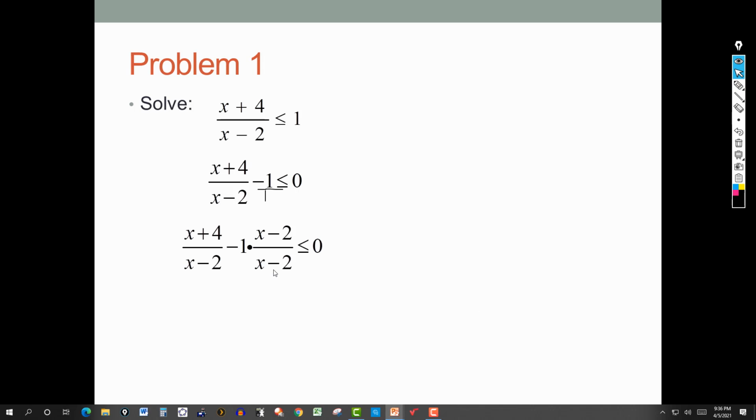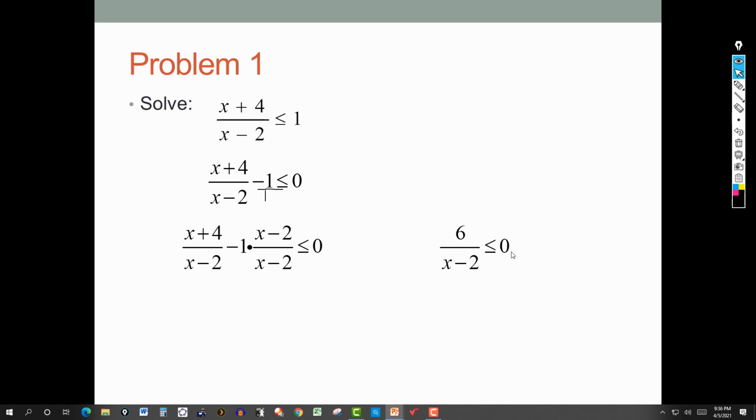Now we have the same denominators, so we just add up the numerators. x plus 4, and then you have a minus 1 here, so we multiply by minus 1. Minus 1 times x, added to x, cancels to 0. Minus 1 times minus 2 is a plus 2, and with the 4 that gives me 6. That gives me this inequality: 6 over x minus 2 is less than or equal to 0.